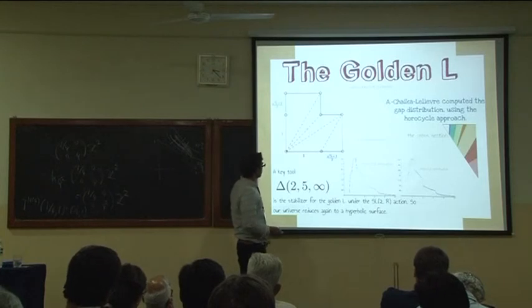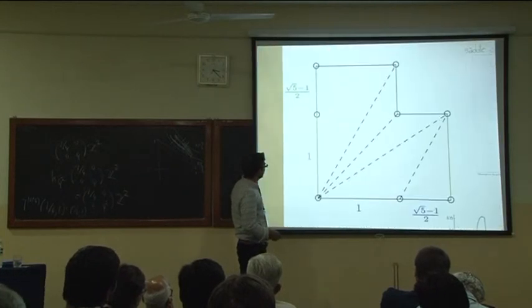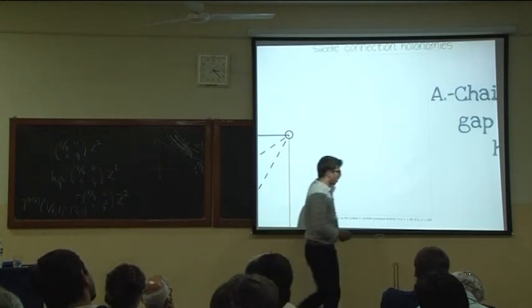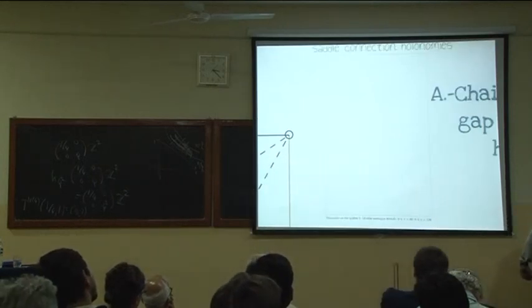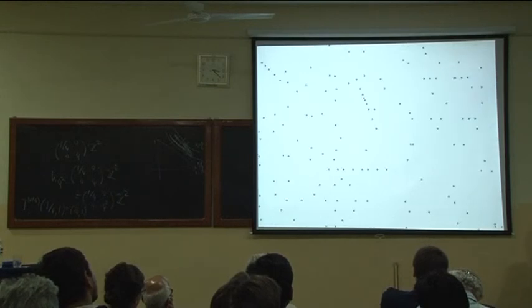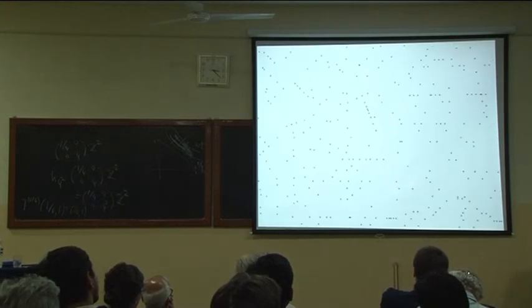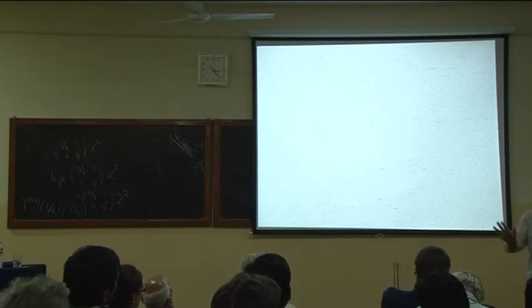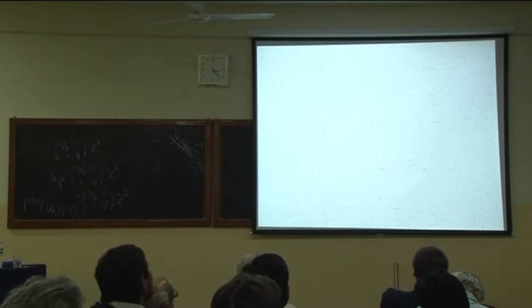Now, this project started, with the golden L, when Samuel Lelièvre sent me the following picture, which let me zoom in on. He sent me this picture, and he said, can you prove a theorem about it? Literally, he said, can you prove a theorem about it? And the answer, of course, is yes, of course we can prove a theorem about it.